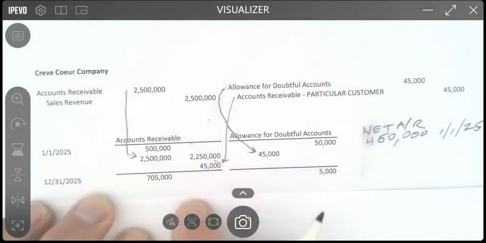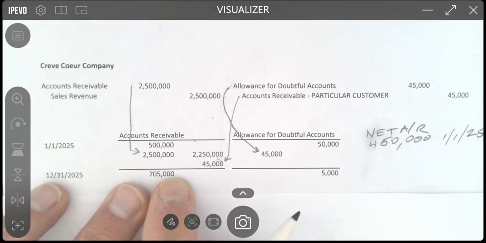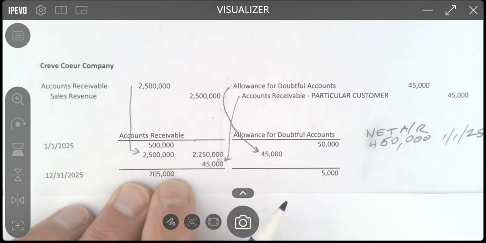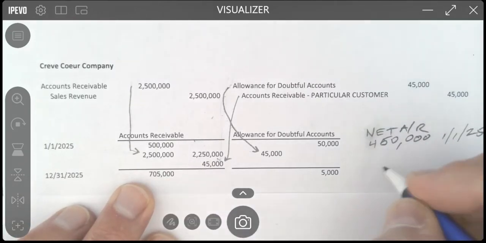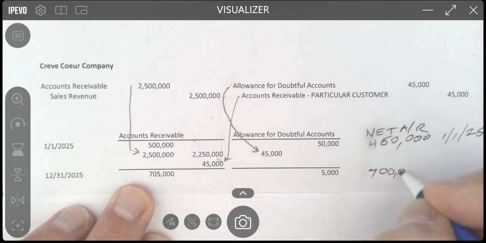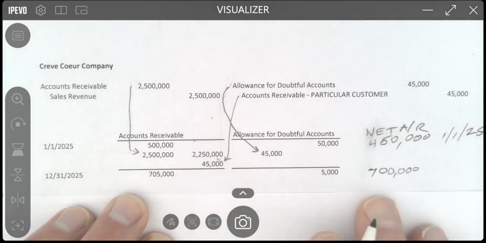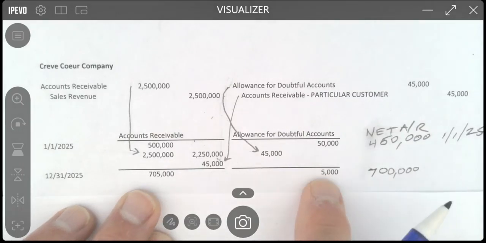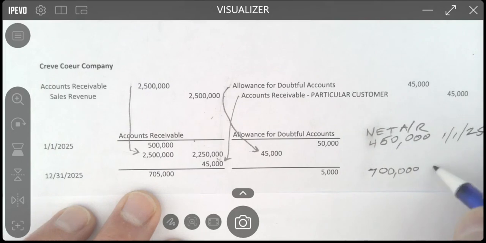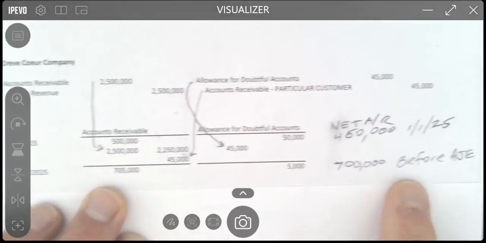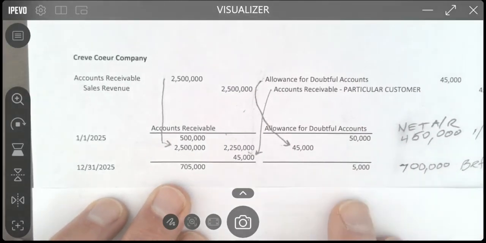And so at the end of the year, we have $705,000 of total accounts receivable, less $5,000, or $700,000 net before we do our journal entry. That, of course, is going to turn out to be way too low. So that is the balance before the AJE for uncollectible accounts. All right, that's where we're at so far.